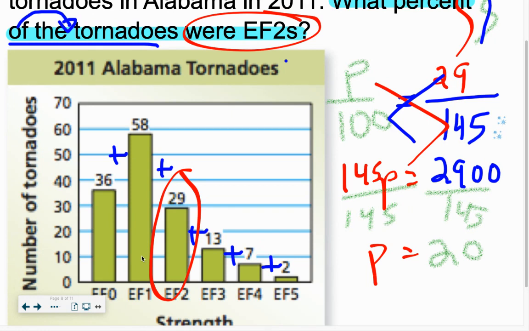Here's the key thing. I use the letter P here to remind myself I'm not done. You need to answer the question, what percent of the tornadoes were EF2s? Not just 20, but 20%. Make sure you include that label so that way you don't lose a point on a quiz or a test.